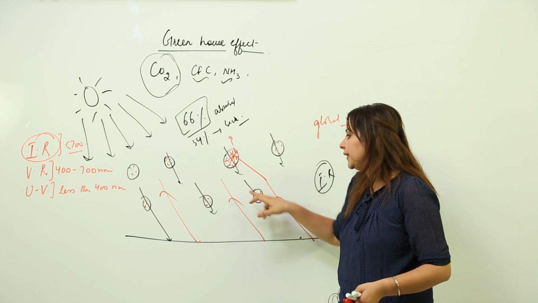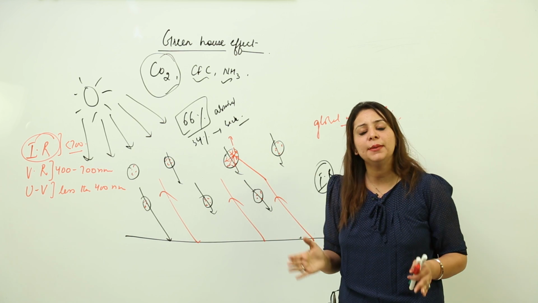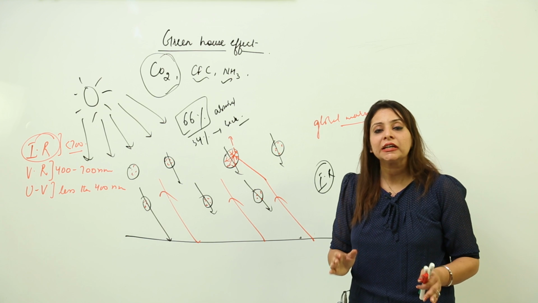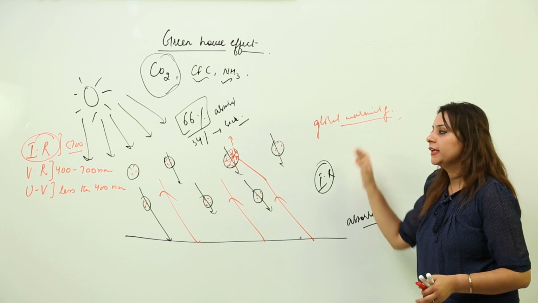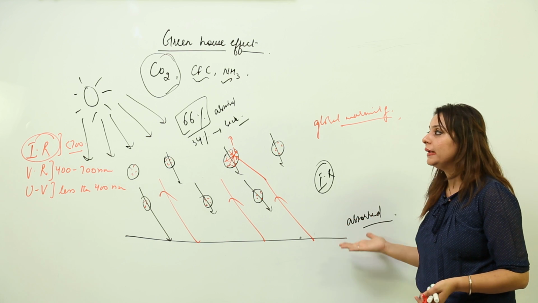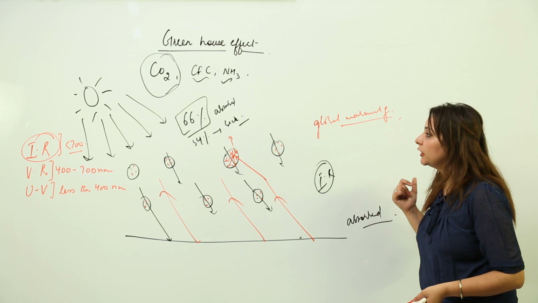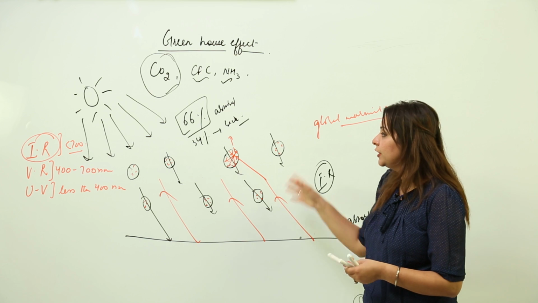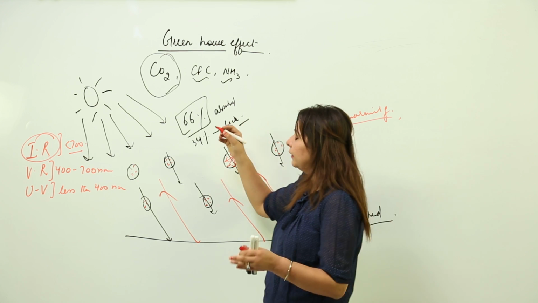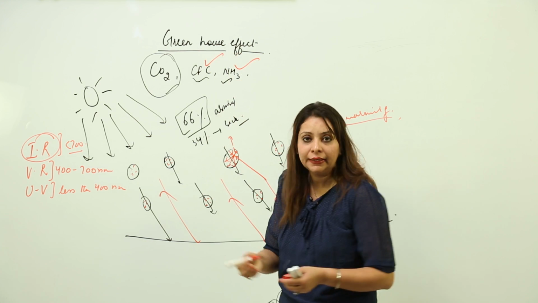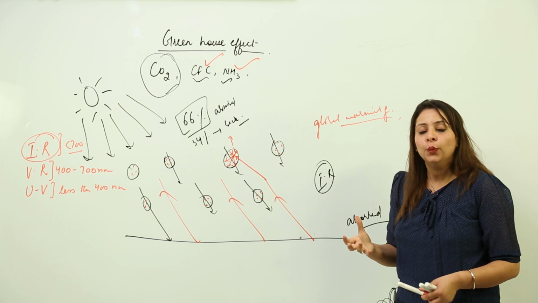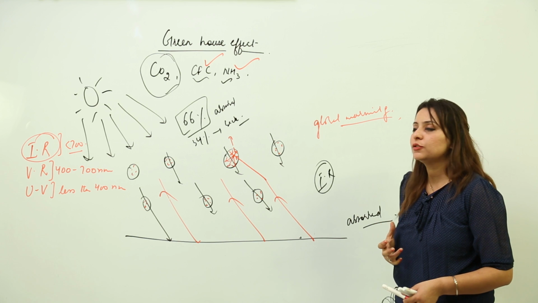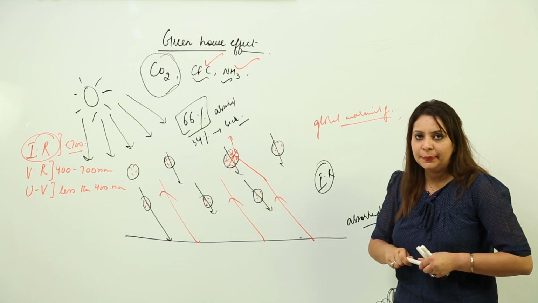So they get trapped inside, and as they are the major cause of the heating effect, they raise the temperature of the earth, and that is called global warming. So this is the greenhouse effect. The gases which can trap these infrared radiations are CFCs, ammonia, and argon also. But the major gas which is the major cause of the greenhouse effect is CO2, carbon dioxide.